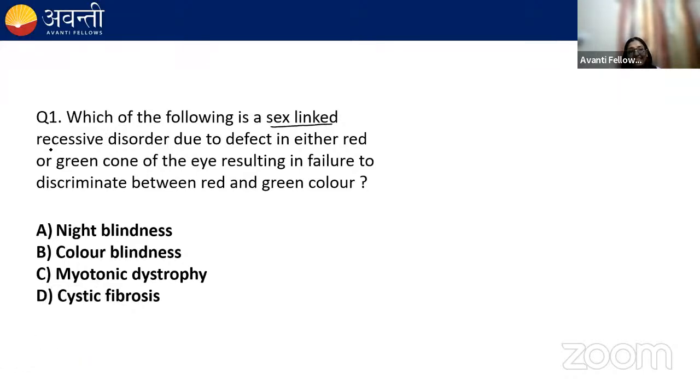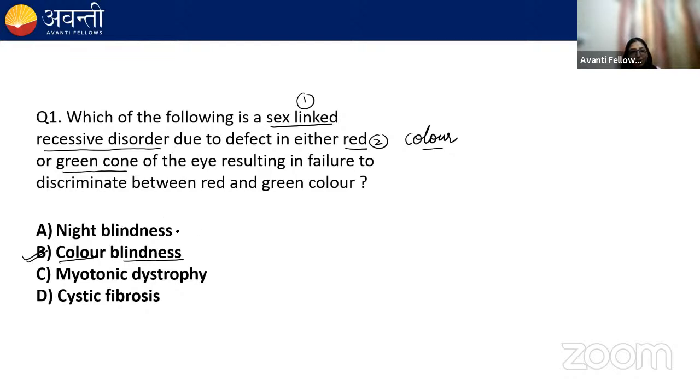first hint is your sex-linked recessive disorder. So this is your hint number 1. Due to defect in either red or the green cone of the eye. This is your hint number 2 because they are asking about the color. Okay. And from this hint, you can easily answer that it is color blindness. So your correct option is option number 2 or option B, which is color blindness. But let me discuss options A, C, and D, why they are incorrect.